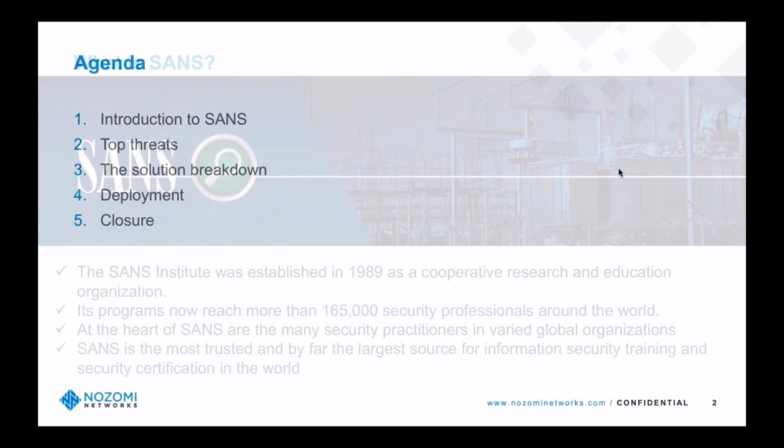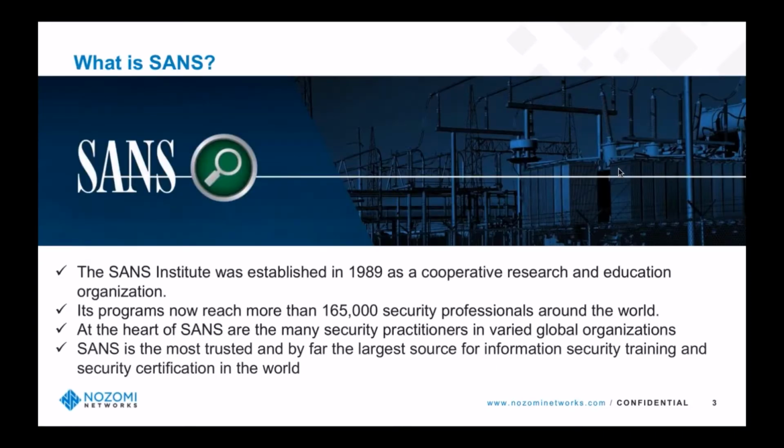So with that, what is SANS anyway? I'm sure many on the call might already know, but for those who are not aware of the SANS organization, the SANS Institute was established in 1989 as a cooperative research and education organization. Its programs now reach over 165,000 security professionals or ICS stakeholders around the globe.